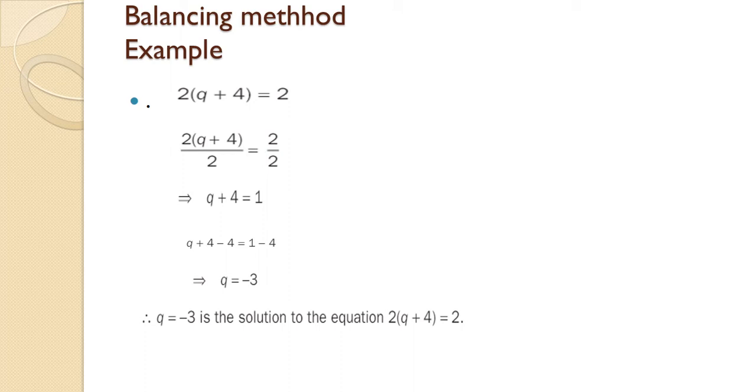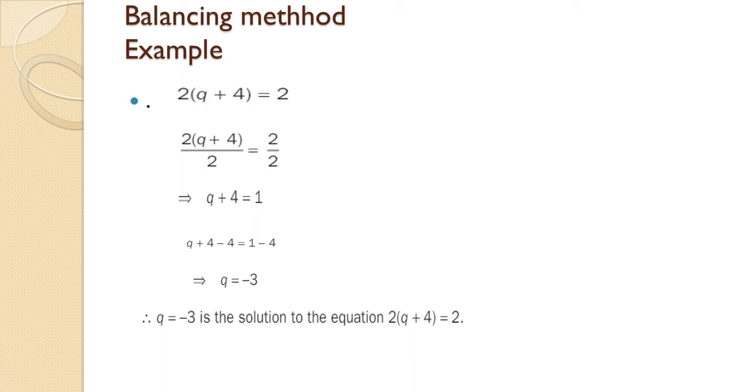Let us now come to the last method known as balancing method. Here to explain the balancing method, I have taken an example, that is 2 into q plus 4 is equal to 2. Balancing method means I have to do the same operation on both the sides of the equation. Now I have the equation 2 into q plus 4 is equal to 2. I want to first remove the 2. So to remove this 2, which is the multiplication with q plus 4, I have to divide the LHS by 2. So since I am dividing the LHS by 2, I am also dividing the RHS by 2 to balance the equation.